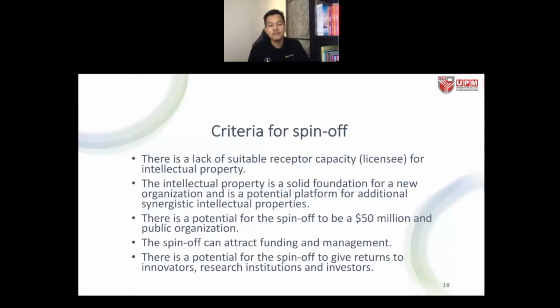And it is also a vehicle to attract funding and management, because for example, in the case of University Putra Malaysia, it is very difficult for University Putra Malaysia itself to get investment from an angel investor or from any investment company, investment agency. But a spin-off company can easily attract funding as well as management. So there is a potential for the spin-off to give returns to the innovators as royalties, to the research institution, as well as to the investors themselves.